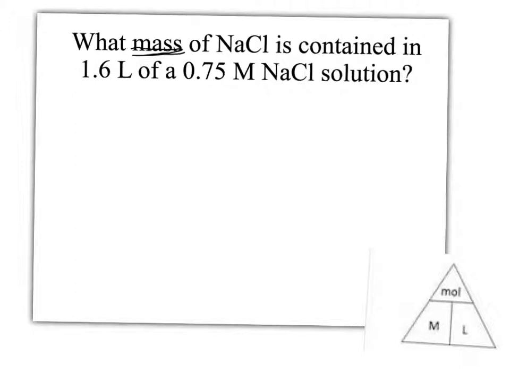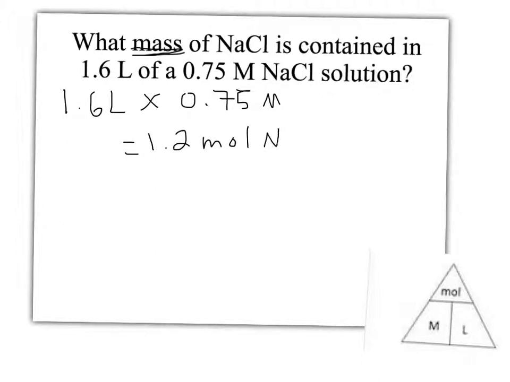So to get to mass from here, let's find out how many moles we have. Remember how to find moles. We cover up what we need to find. And to find our moles, we have our molarity times our volume. All right, cool. Let's do that. So 1.6 liters times 0.75 molar sodium chloride equals, do that real quick, I believe it's 1.2 moles of sodium chloride. Good. Now let's convert this to grams.